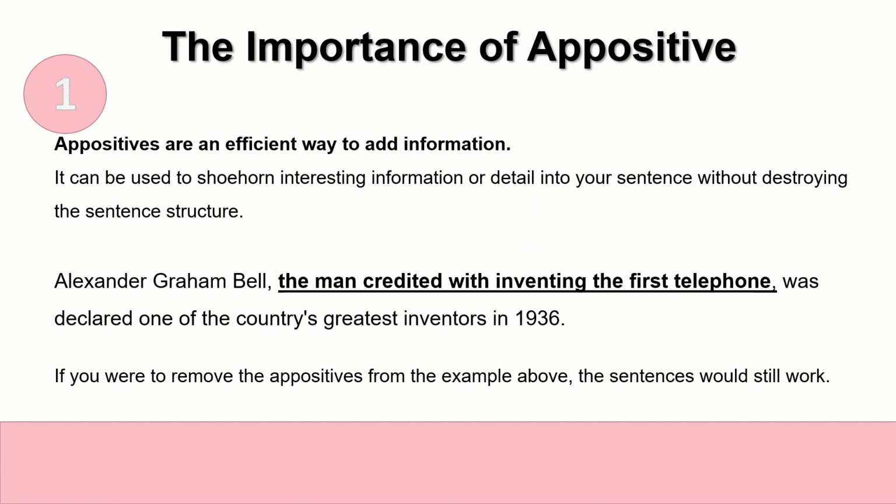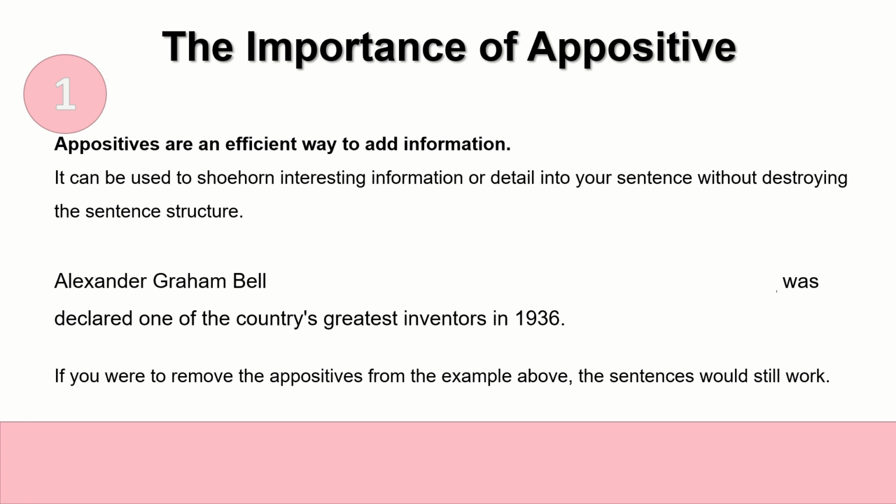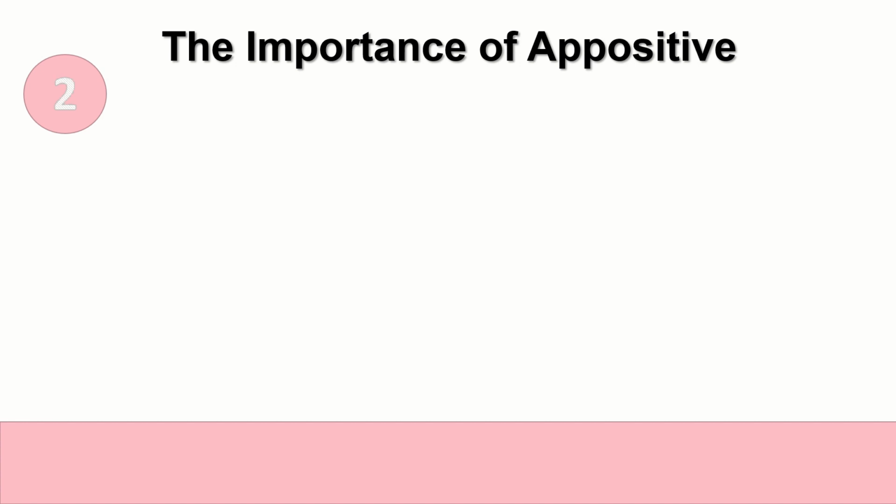But if you were to remove the appositive, the sentence will still work. Look, Alexander Graham Bell was declared one of the country's greatest inventors in 1936. See, the sentence still works. It's okay to remove the appositive, but giving the appositive will make your reader or listener know who Alexander Graham Bell was. It's important information. And also, the second importance: the appositive can be a way of creating emphasis.